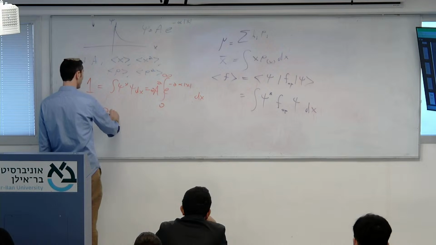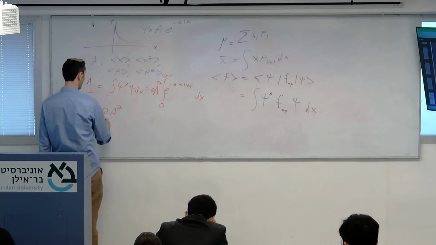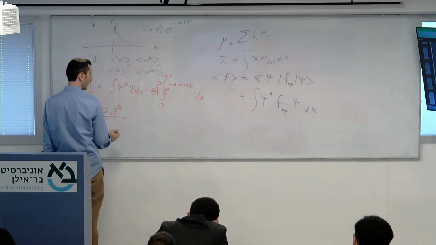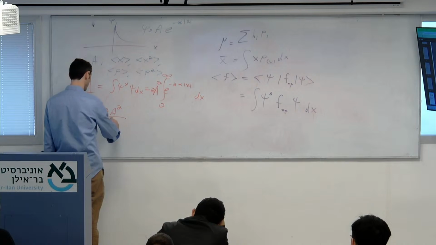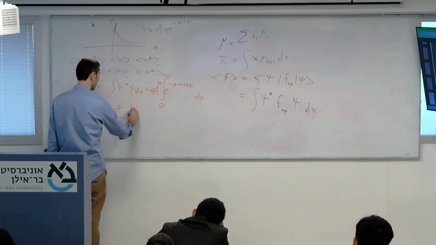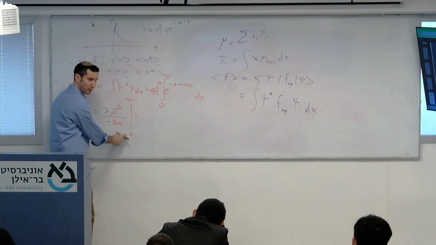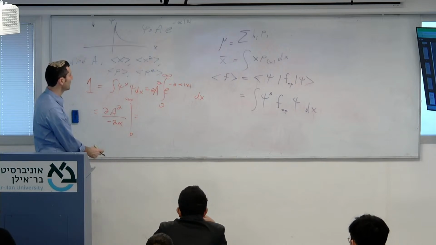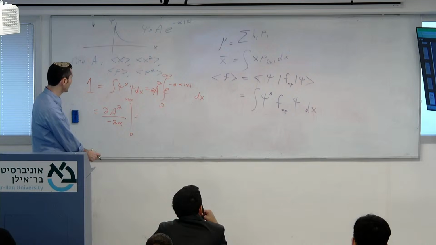And this is 2a squared divided by minus 2 alpha, from 0 to infinity. I get a plus. It should be plus 2 alpha because the function is positive. What? Yeah, e to the minus 2 alpha x is a positive number, so the integral cannot be negative. It has to be plus 2 alpha.